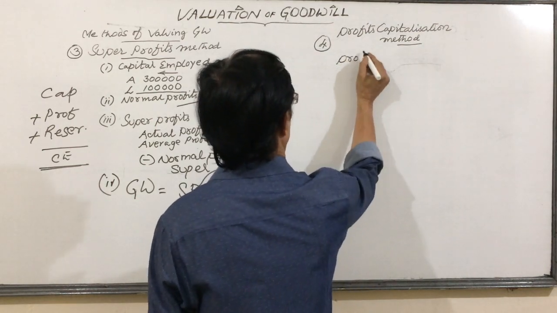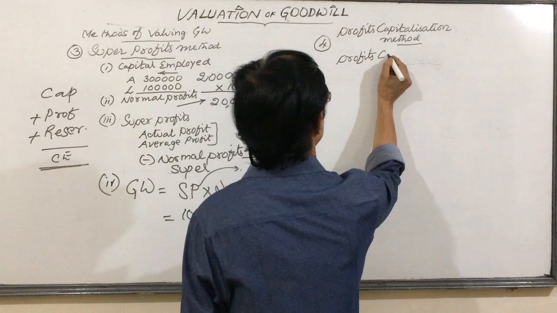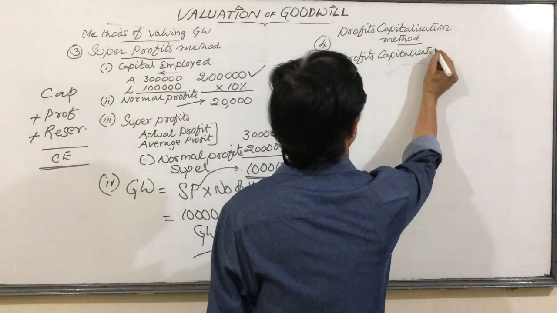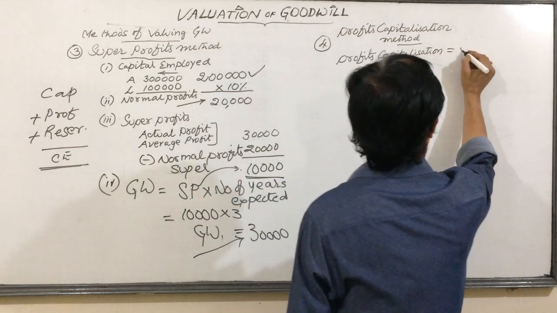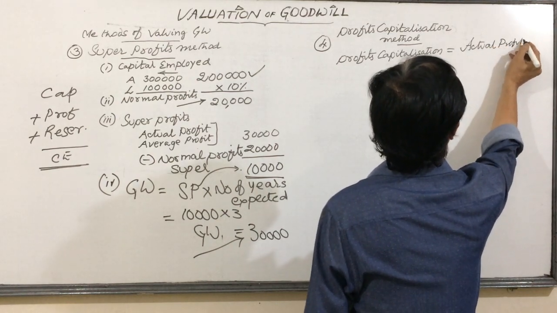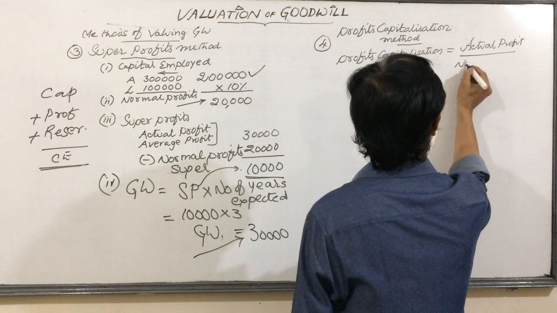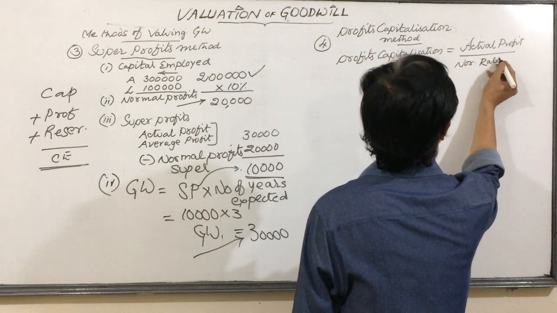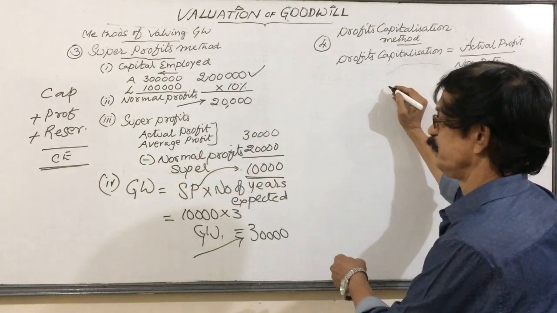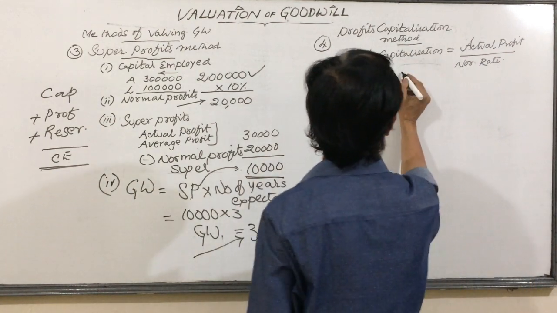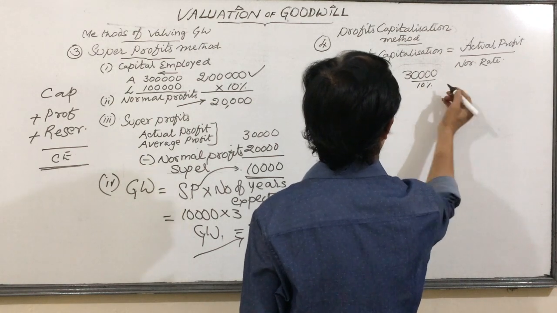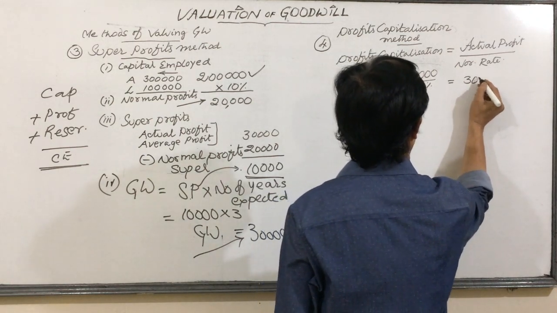Profits capitalization is equal to actual profit divided by normal rate. Actual profit here is 30,000, divided by normal rate 10%, that is equal to 3 lakhs.